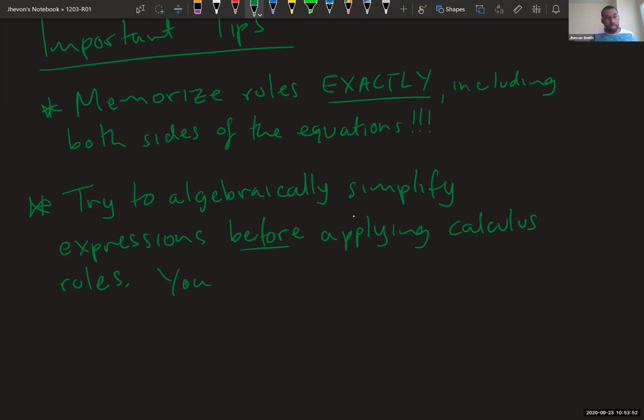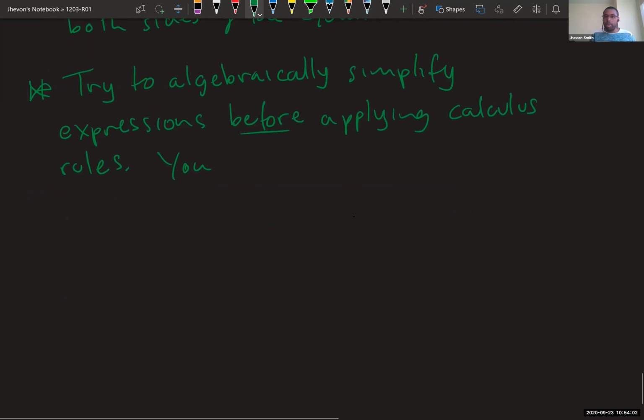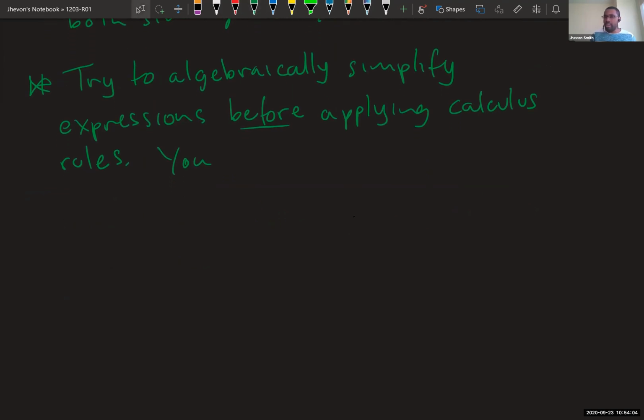You won't always be able to do this. There are some times where I give you something that's semi-complicated and you just have to deal with it. You just have to kind of suck it up and go through the calculus rules. But there are some times where the thing I gave you, you could simplify it first and then apply the calculus rules to easier looking things. You don't always have to do this, but when you can, you should.